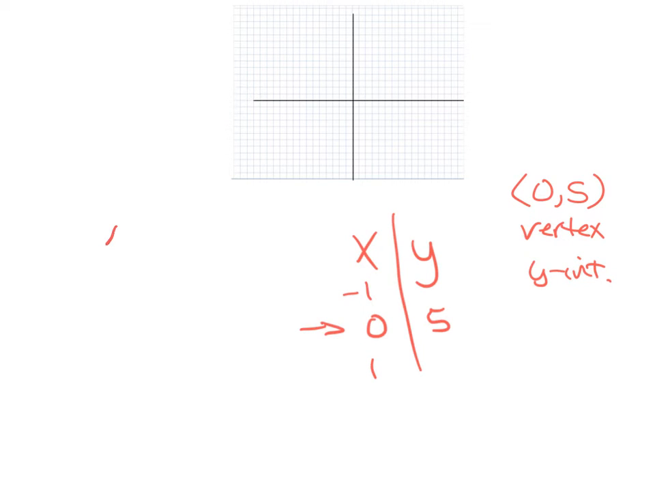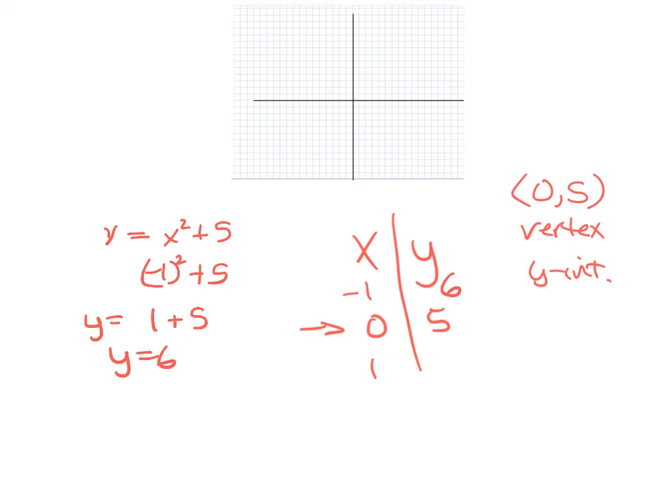So again, if I plug in negative 1, the equation was x squared plus 5. So negative 1 squared plus 5, 1 plus 5, and I get y equals 6. When I plug in positive 1, I get exactly the same thing. 1 plus 5 and y equals 6. So now I have 3 ordered pairs that I can put on my graph to get my U shape. So again, let's graph the vertex. 1, 2, 3, 4, 5. Then (1, 6) and (negative 1, 6).